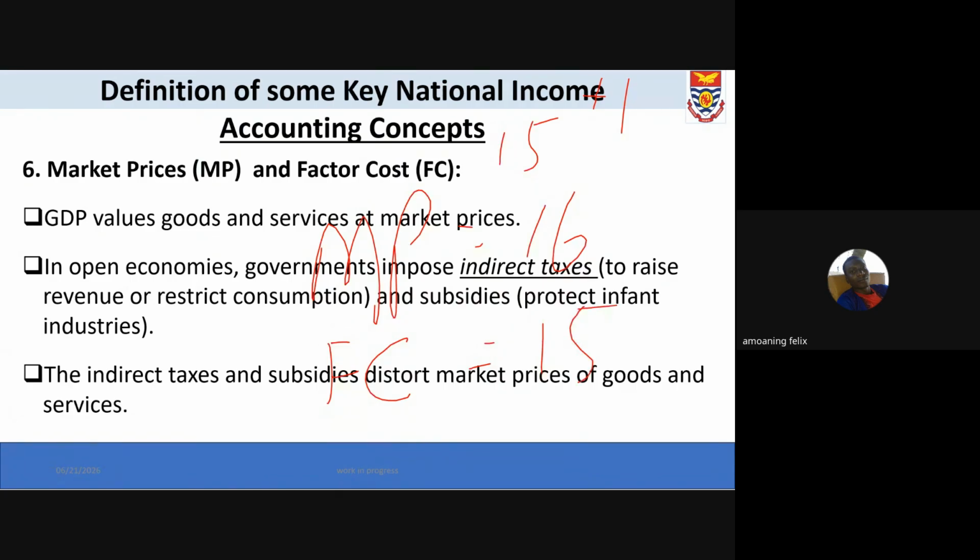And how did I get these 15 Ghana cedis? I have to take the tax that we pay to the government away from the market price. So I always have to take my indirect taxes from the market price. I hope that one is understood. So anytime I want to find the actual factor cost, I have to take away the taxes from the market price. Then I'll get the actual cost of the product.